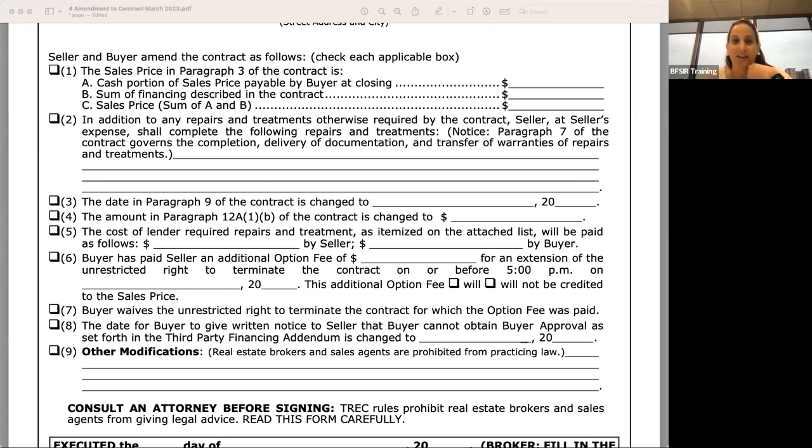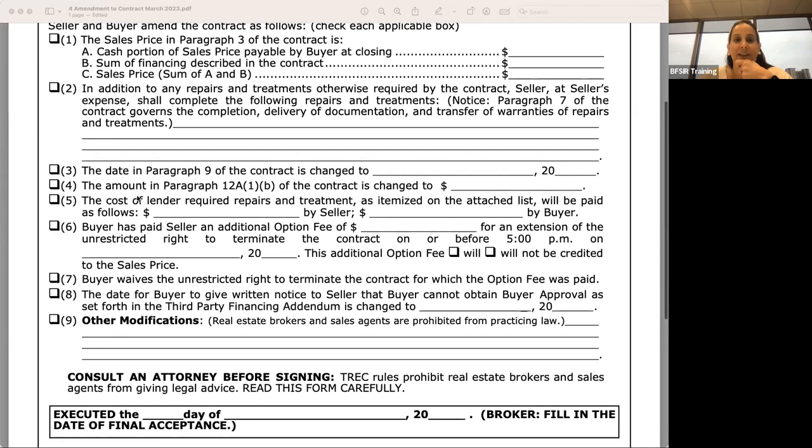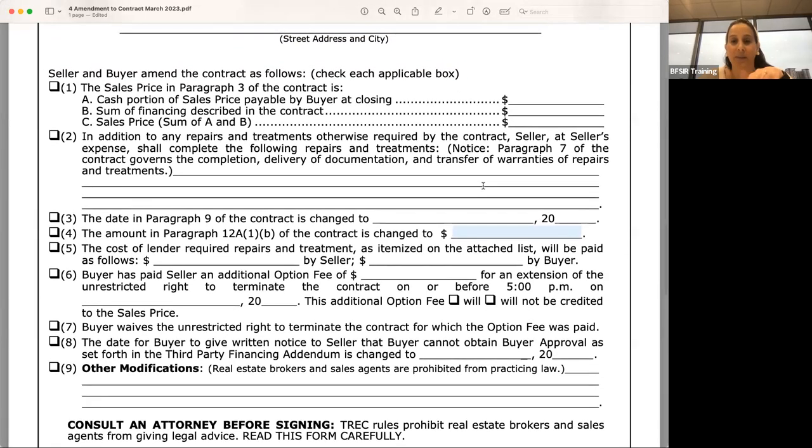That's my opinion. So, okay, this is the closing date. 12A1B is the seller repairs. So if you get your inspection, you upload it to the punch list, and the things you were going to ask for are about $3,000 or $4,000 of repairs. Instead of asking the seller to perform those repairs and give you receipts, you can say, I just want $3,000 and I'm going to have them done after the closing myself or by my vendor who I choose.